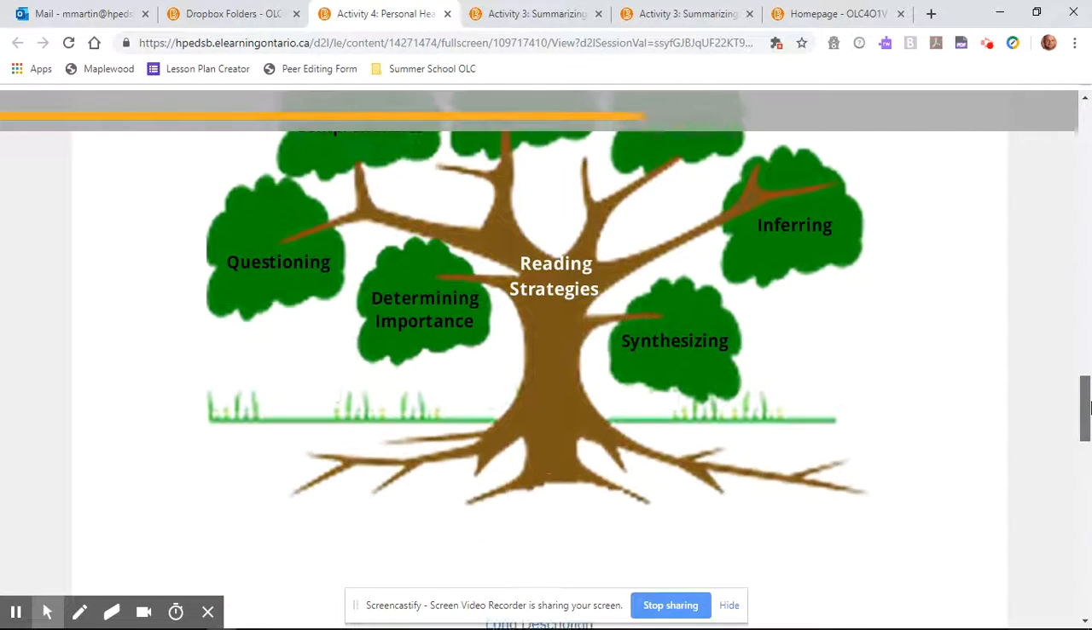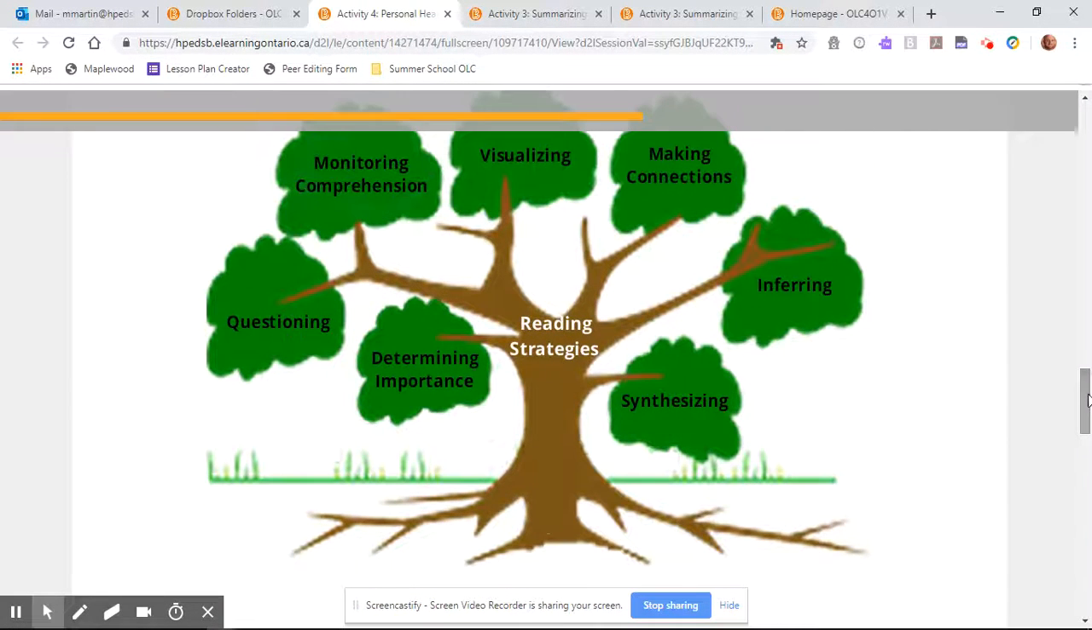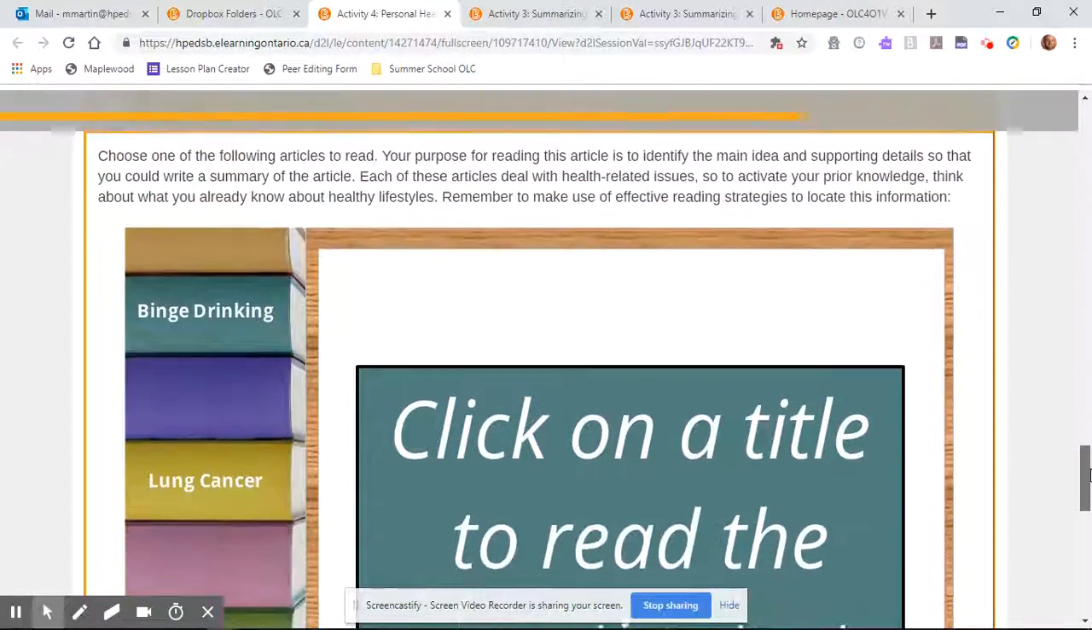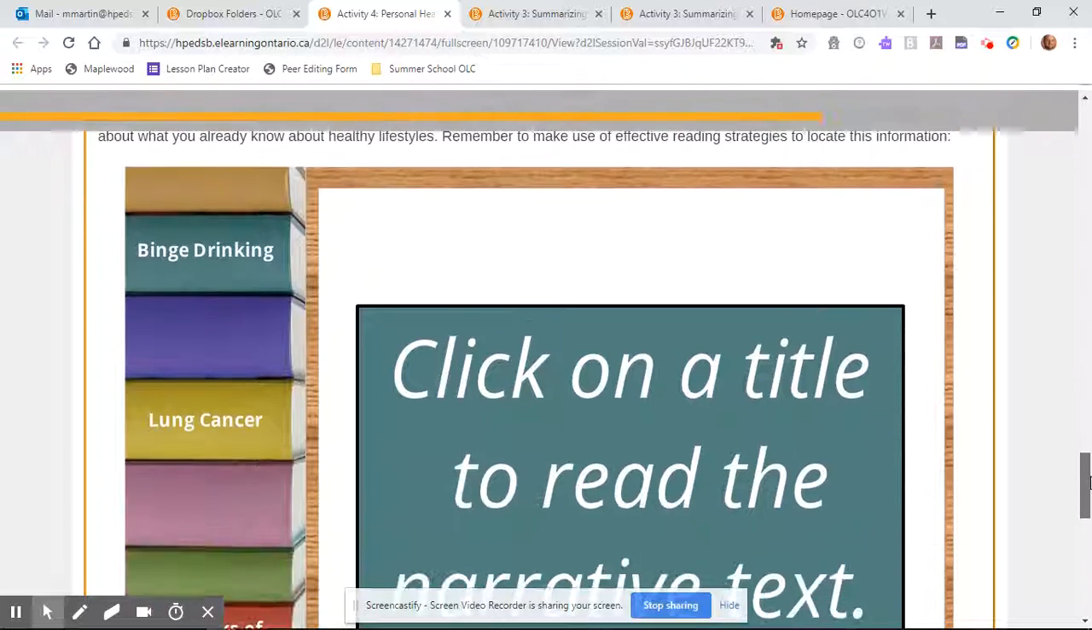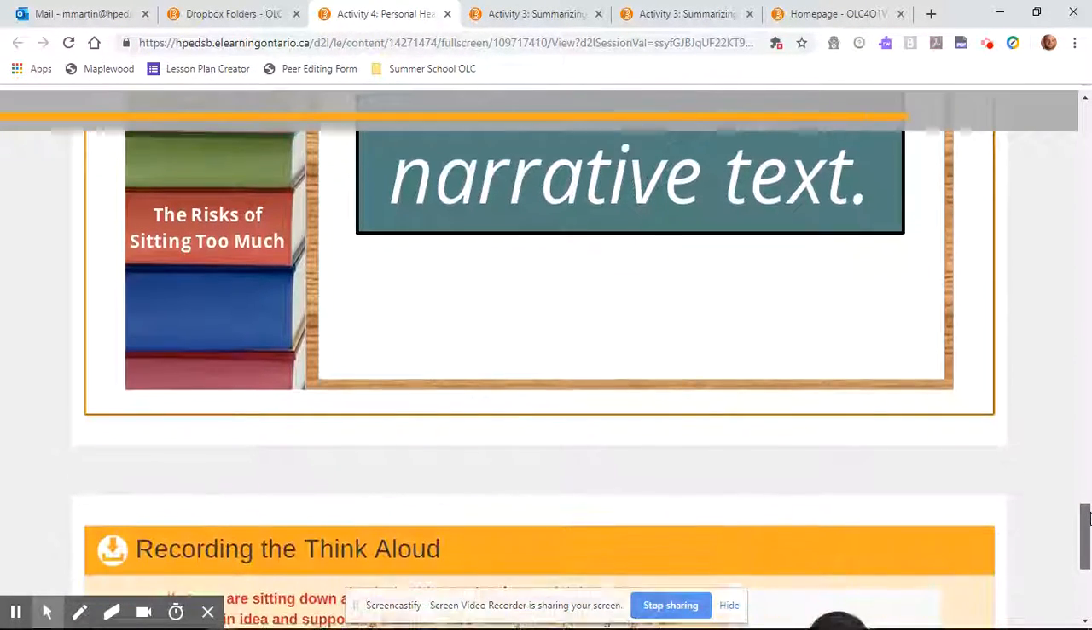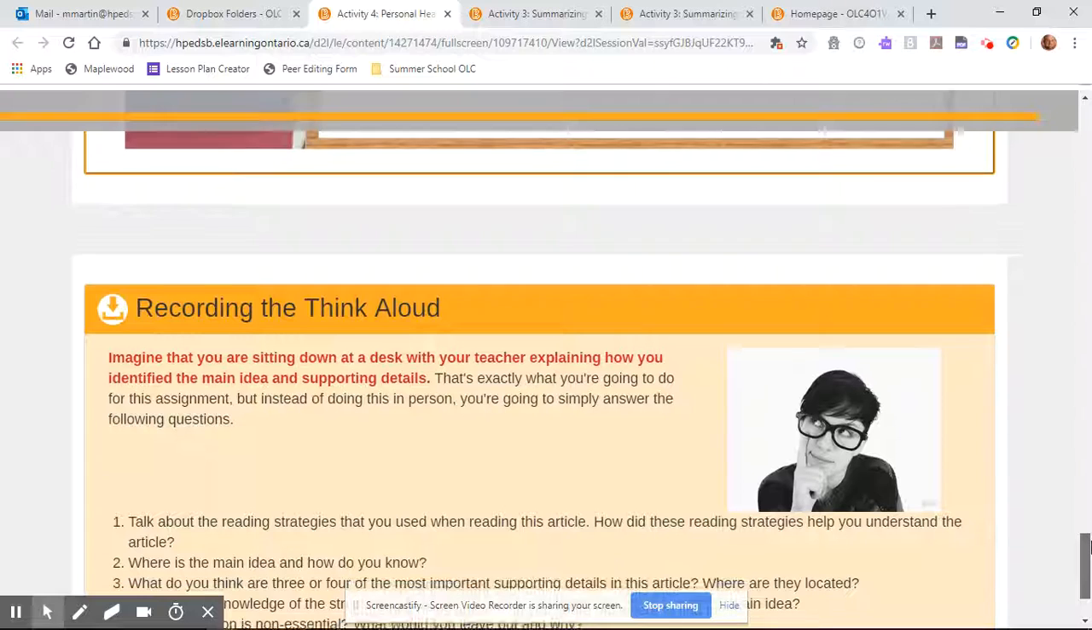So there's the reading strategies thing again. It helps to go through that and get yourself some ideas on the reading strategies that you could talk about in your response today. Because what you're going to do is read one of these titles: either binge drinking, lung cancer, or the risks of sitting too much. So you're going to read those.